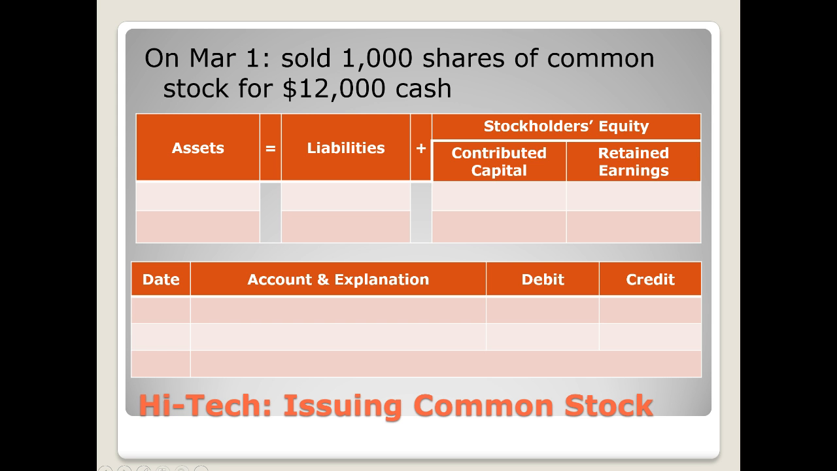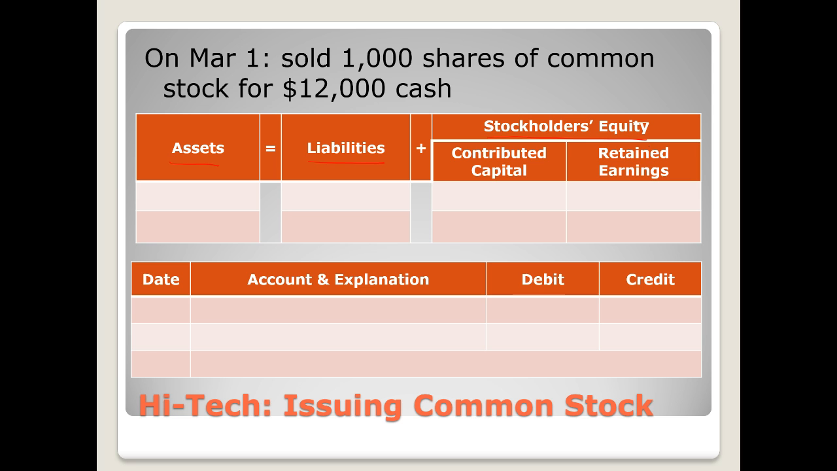On March 1st, High-Tech sold 1,000 shares of common stock for $12,000 cash. Now this means it sold 1,000 shares of stock in its own company to people out there in the public, and what it received in return was $12,000 in cash. Let's first analyze the effects on assets, liabilities, and stockholders' equity.